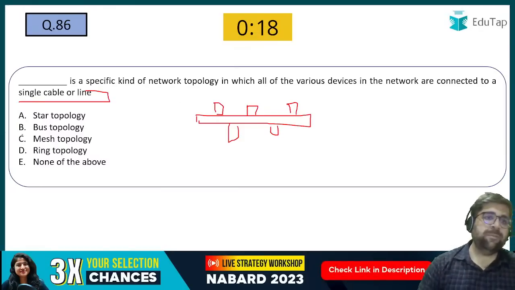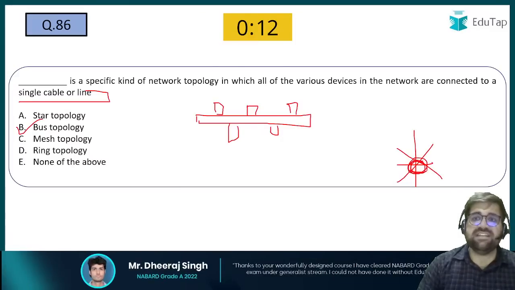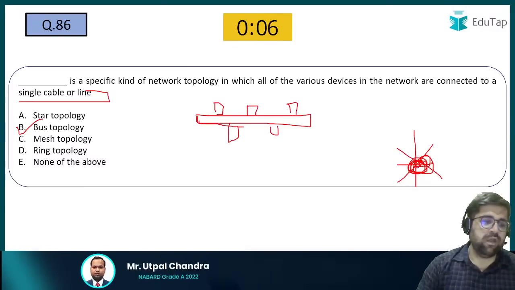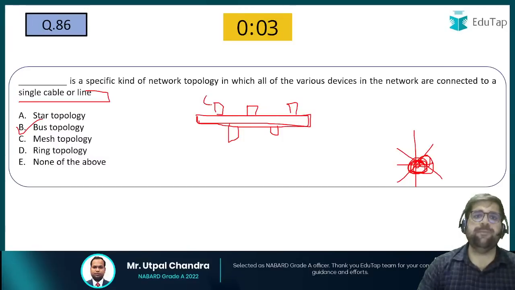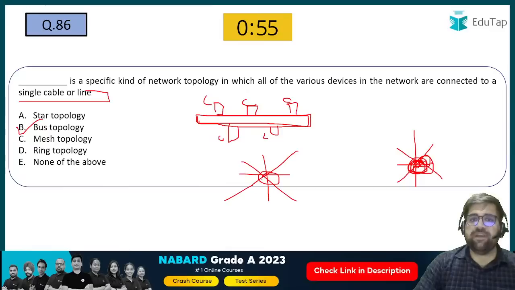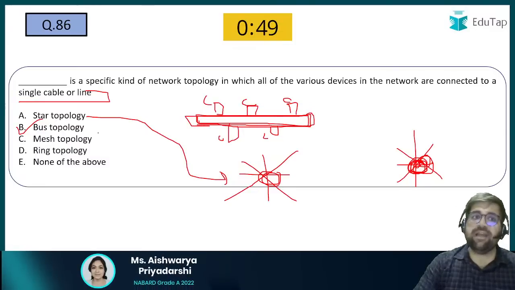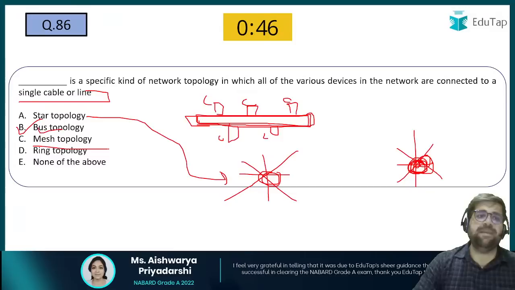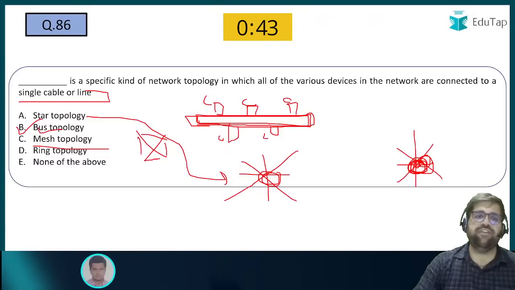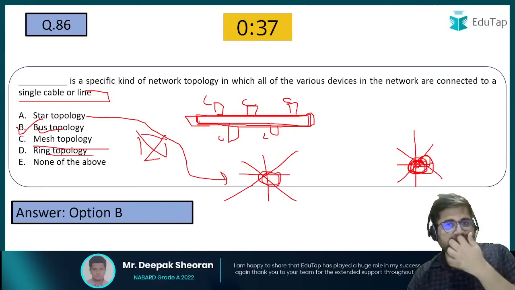For a single cable or line, the answer will be bus topology. Which one is star topology? This one, where each and everyone is connected to one single central point. Bus is like a single shaft, a single bus-like figure, to which computer 1, computer 2, computer 3, computer 4 and computer 5 are connected. Please do not get confused between star and bus. Where there is a central point, your answer is star. But if there is a single line or a single cable, then your answer will be bus topology. Mesh topology is like each and everyone is connected to everything. Ring topology I have explained multiple times. So question number 86, the answer will be bus topology.